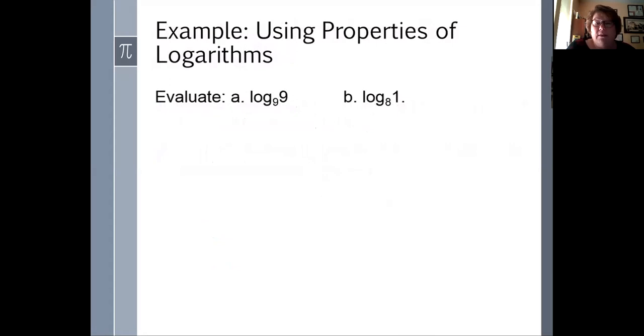All right, so what's the log base 9 of 9? Well, that's just going to be equal to 1. The log base b of b is equal to 1. And what's the log base 8 of 1? Well, anytime I take the log of 1, I get 0. It doesn't matter what the base is.